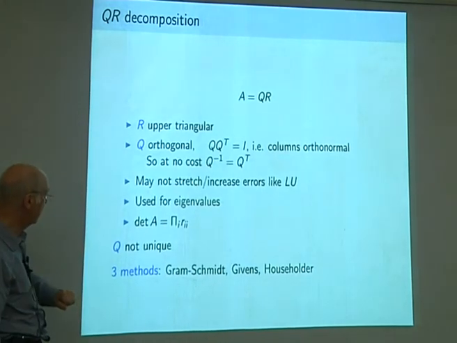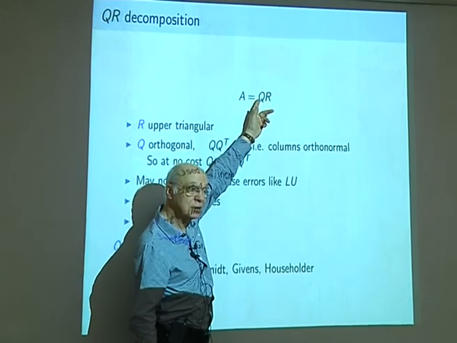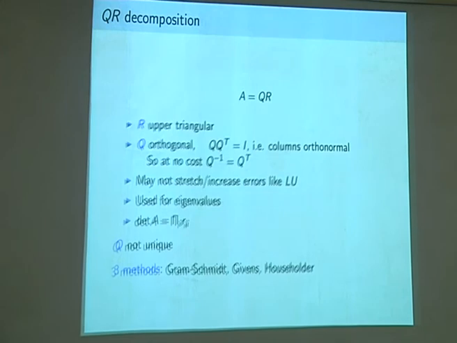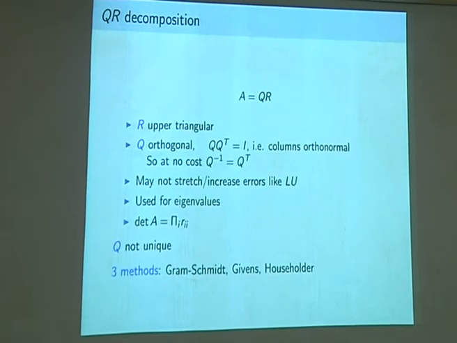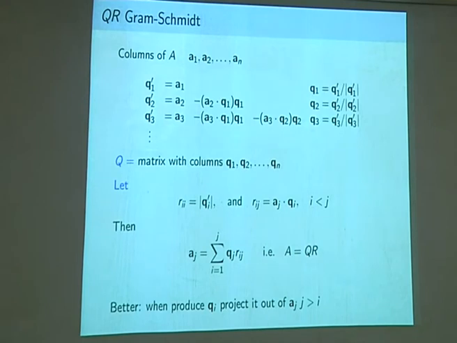This says that you don't stretch the errors. We use it for eigenvalues. The determinant of a rotation matrix is 1 still. So the determinant of A is just the determinant of R. There are lots of Qs. It's not unique. And I'm going to quickly describe 3 methods: Gram-Schmidt, Givens, and Householder. So Gram-Schmidt.